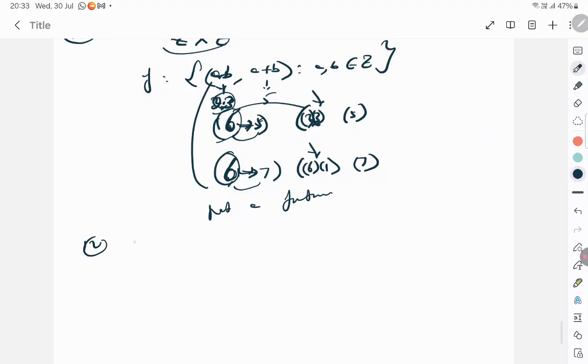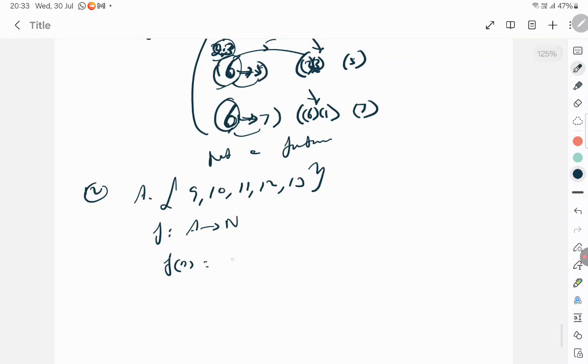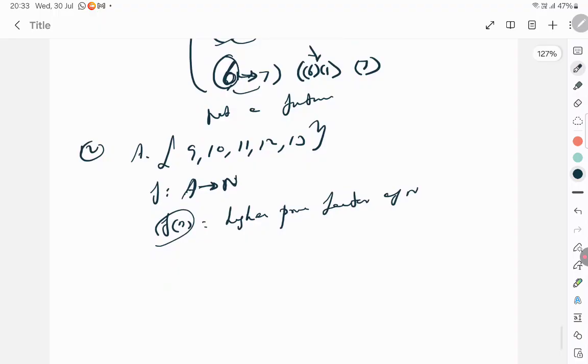So let's go to the 12th question, where A is equal to {9, 10, 11, 12, 13}, where the function from A to the natural numbers, f(n), is equal to the highest prime factor of n. Where f(n), the y value, should be the highest prime factor of n. What is the highest prime factor for 9? The highest prime factor. So you have to write 3.